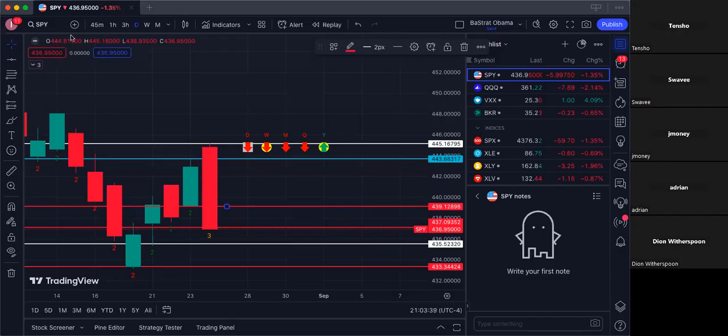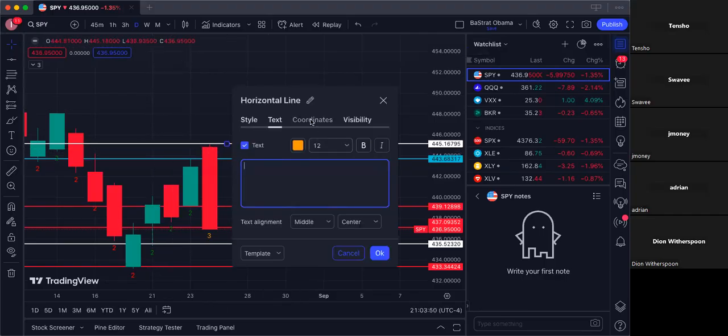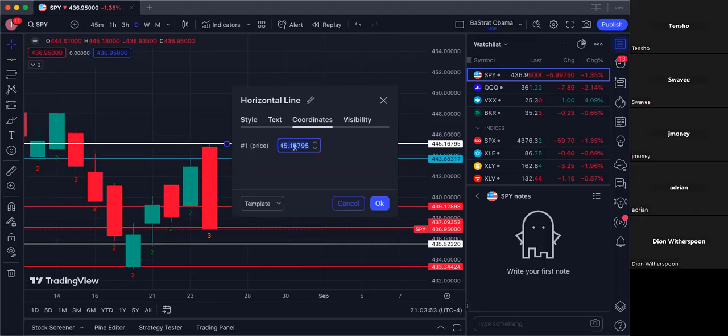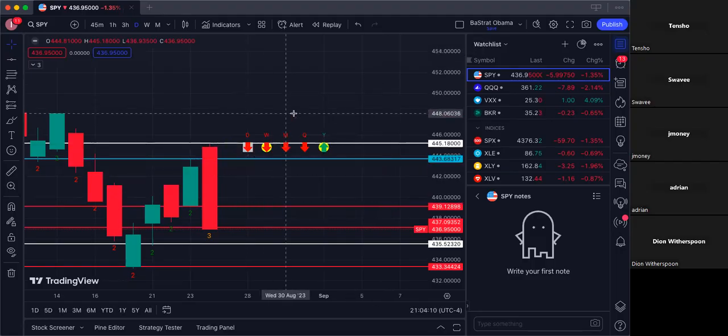Obviously up here you can see the open, the high, the low, the close, right? So then after that, you could double click on your lines, right? Coordinates, you could get a little bit more specific. So the high on this one is 445.18, right? So we're just gonna switch that to 445.18. That's how you get that crisp trigger.